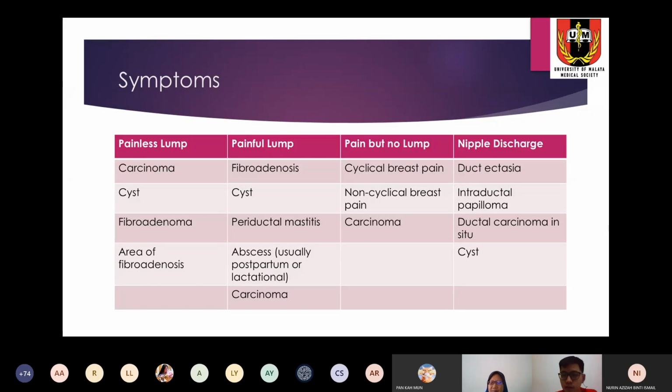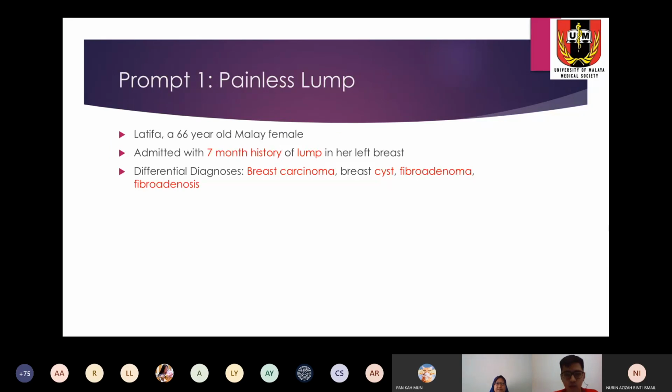I see. Okay, so let's go into the case that we have today. So the next slide. Okay, so I'd like to read the prompt. Miss Latifa, a 66-year-old Malay female, admitted to the hospital with a 7-month history of a lump in her left breast. So these are the differential diagnoses as we stated before. So let's move on.